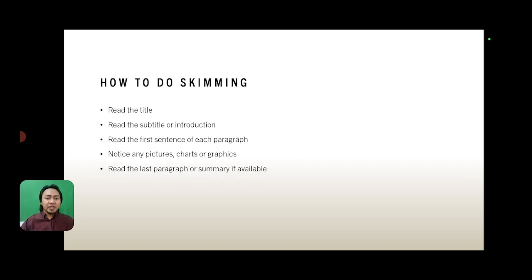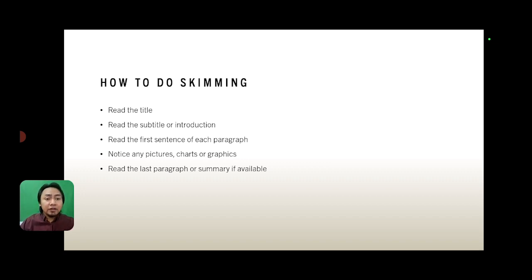So how to do skimming? So first of all, you read the title, and usually the title will give you a rough idea of what the text will be about. Then read the subtitle or introduction in order for you to understand what the text is about. Next is to read the first sentence of each paragraph.